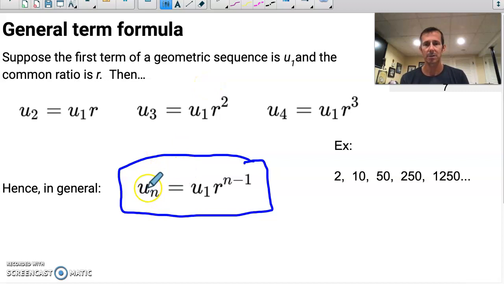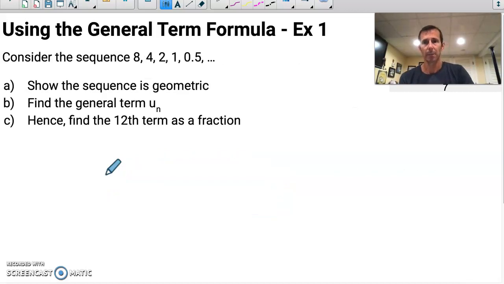Any term in the sequence can be found by taking the first term times the common ratio raised to the power that is 1 less than the term you're interested in. So this is the big formula that we're going to use, and that is in your formula sheet, so you don't have to memorize it. It's there, it's available. We're going to use it coming up right now.